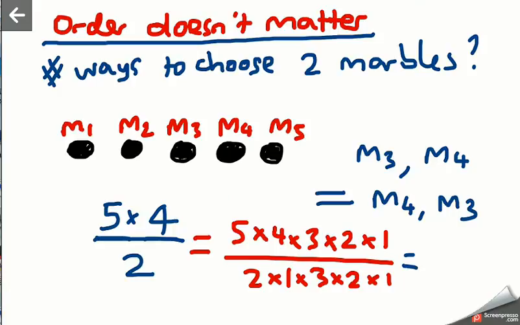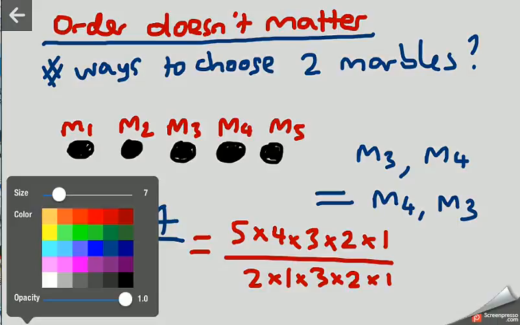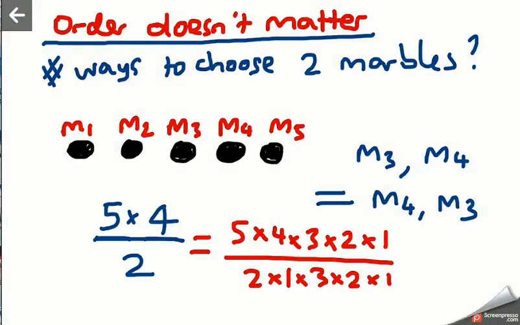Well, what we've got on top, 5 times 4 times 3 times 2 times 1, and I better use a different color because things are getting a bit close together there. What we've got on top is actually 5 factorial. So 5 times 4 times 3 times 2 times 1 is 5 factorial. And on the bottom, this 2 times 1, that's equal to 2 factorial, because 2 times 1 is 2 factorial.